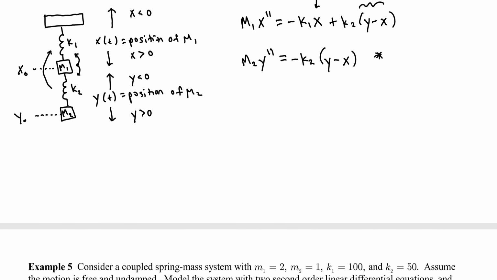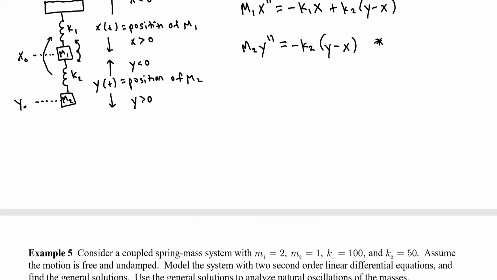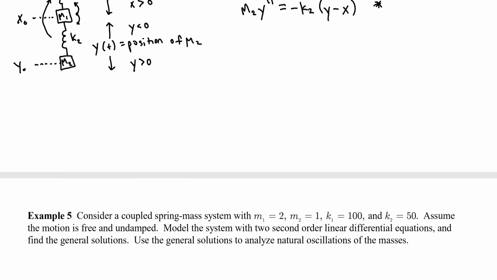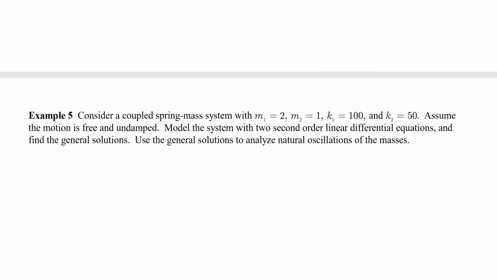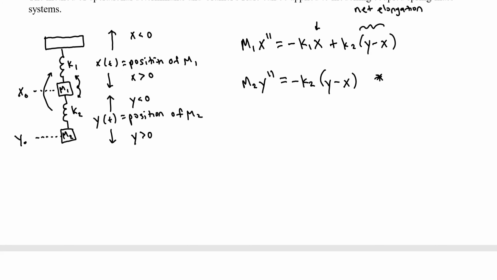So let's apply this to our last example for this section, example 5. Consider a coupled spring mass system with mass 1 equals 2, m2 equals 1, k1 equals 100, and k2 equals 50. Assume the motion is free and undamped. Free motion means I'm not going to interfere with the base. It is rigid and fixed, which means we're going to be dealing with a homogeneous system.